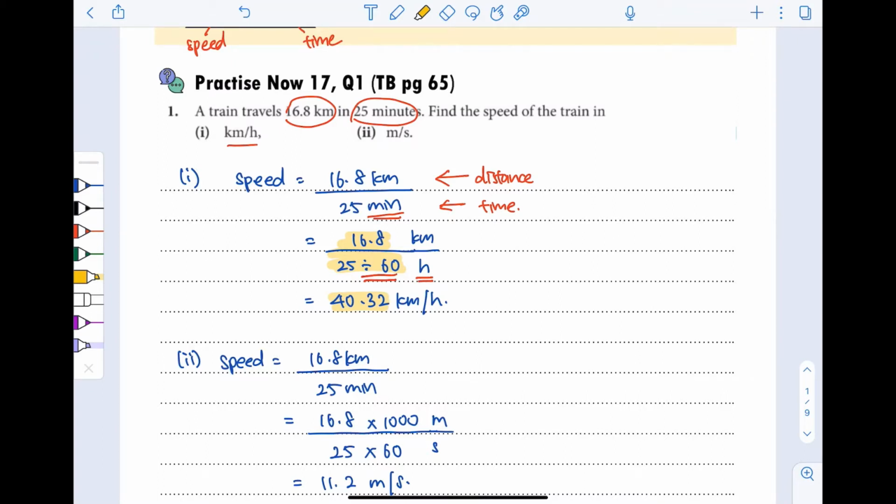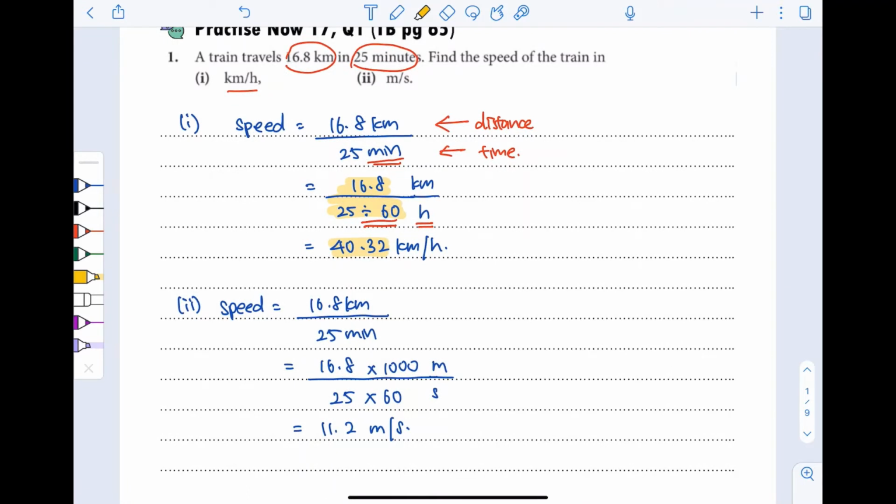In a similar fashion, for part 2, to find the speed, we again do distance over time, but because we want our distance to be in meters and our time to be in seconds, we have to do a conversion. So we have to multiply by 1000 in the numerator. And for the time, we have to do a conversion as well into second, and we multiply by 60 to achieve minute to second conversion. Then we press into our calculator for the entire fraction over here, just as how we write it, and we will be able to get 11.2 meter per second as our answer.